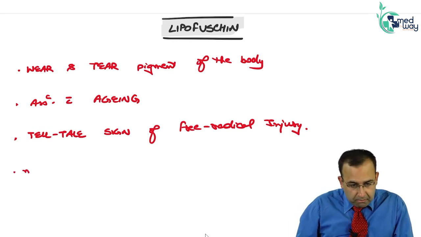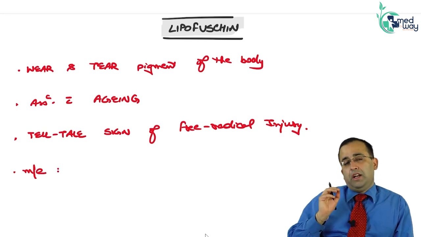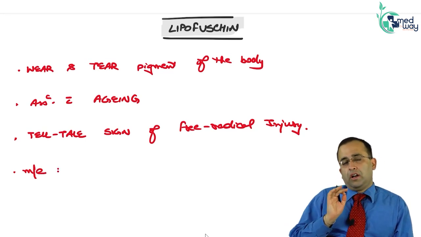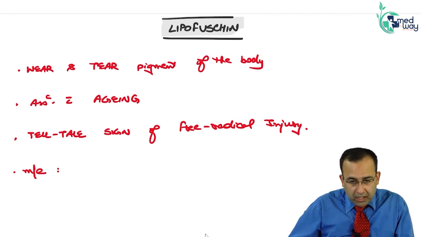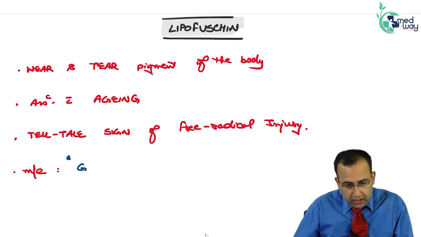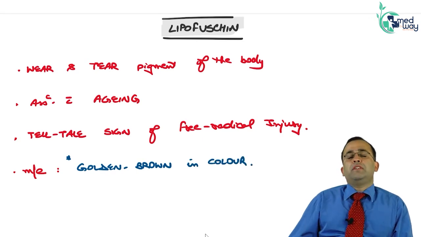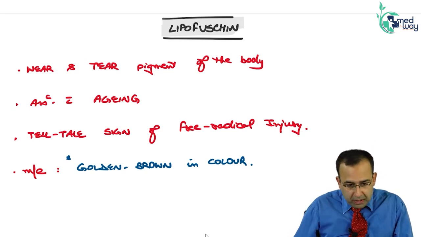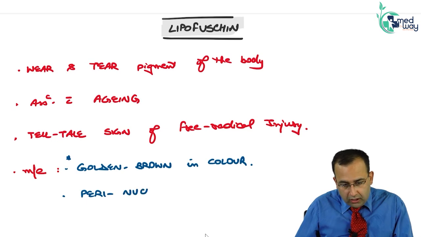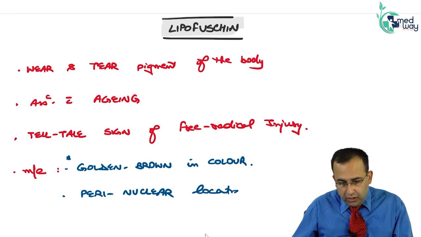Next point, microscopically, very, very important. What is the color of lipofuscin? Microscopically, it is golden brown in color. Present in perinuclear location, present around the nucleus. It is a golden brown perinuclear pigment.